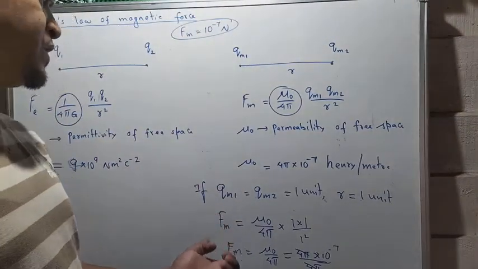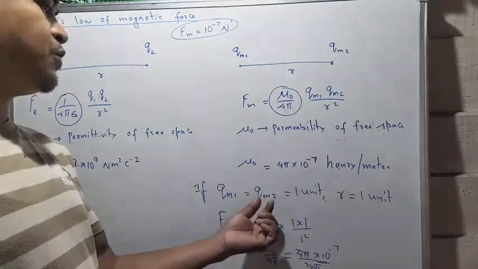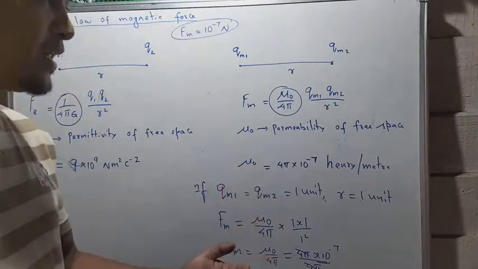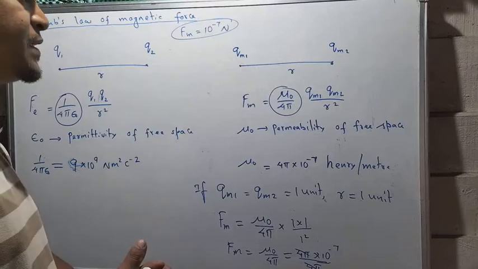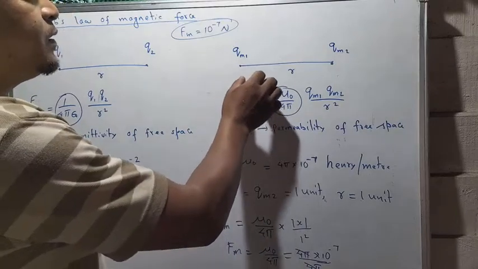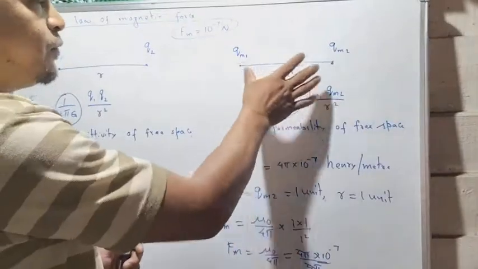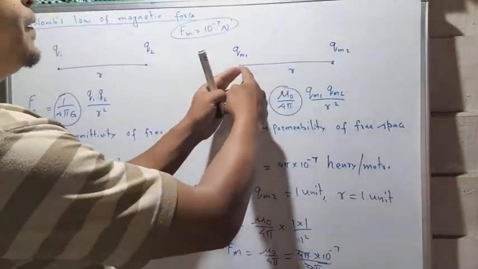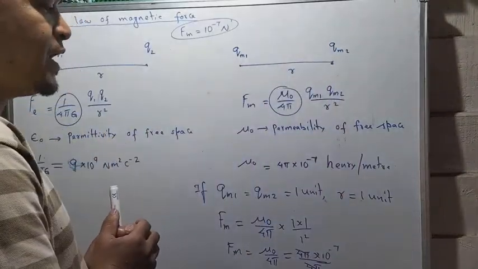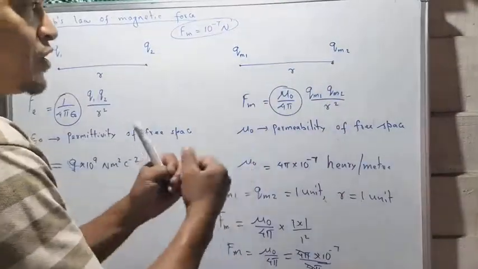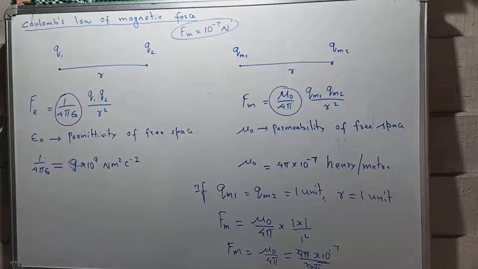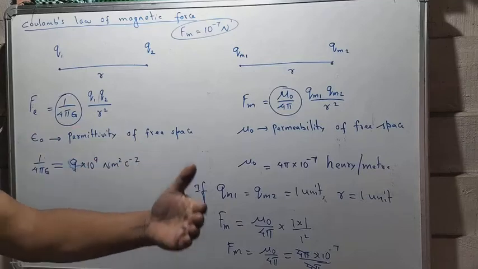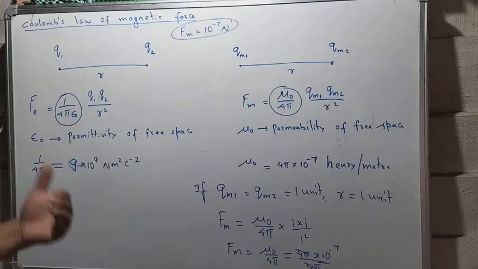I have considered that the poles are equal to 1 unit. So I can say that a unit pole is defined as follows: the poles are said to be 1 unit if they are placed at a distance of 1 meter from each other, and they experience a force of attraction or repulsion between them of 10 to the power minus 7 Newton. This is how we obtain Coulomb's law of magnetic force by following it from the Coulomb's law of electrostatics.